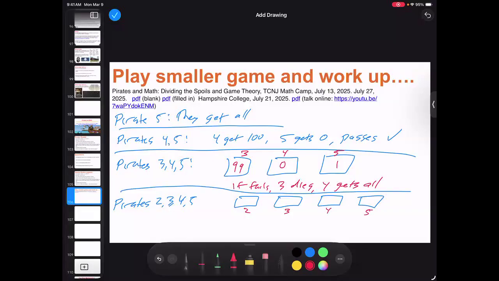What would pirate 2 propose? They just need to get 1 more vote. So they could give 5 two coins. And if they do that, they would definitely get 5's vote, because 5 knows if I don't support this, then we're going to go to a case where I only get 1. Could they do better than that? 1 coin to 4.